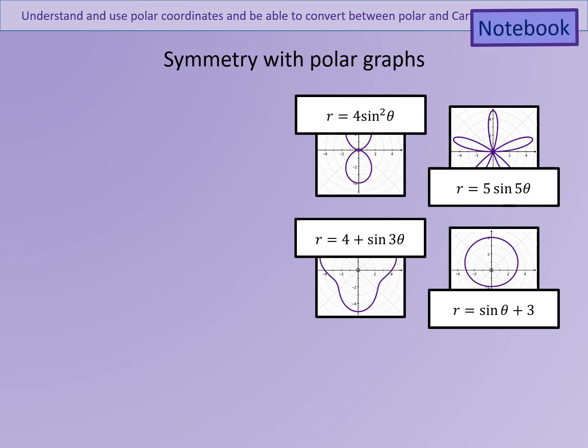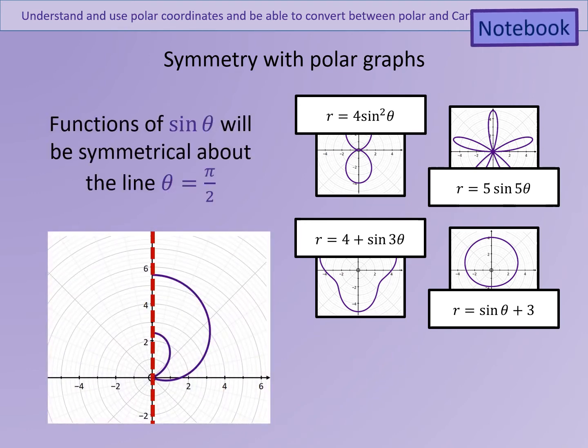Next, we can consider these graphs here. They all involve the sine theta function in some way. Now, functions involving sine theta only are symmetrical about the vertical line theta equals pi by 2. This is because the line of symmetry for the y equals sine x graph is also at pi by 2. Therefore, you can consider values of theta between minus pi by 2 and pi by 2, and then reflect the graph to find the other half.